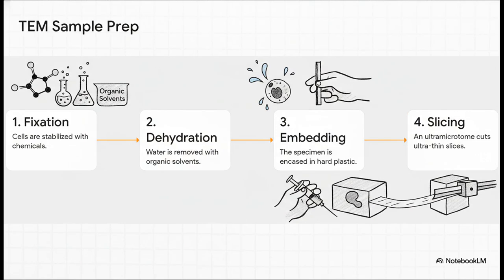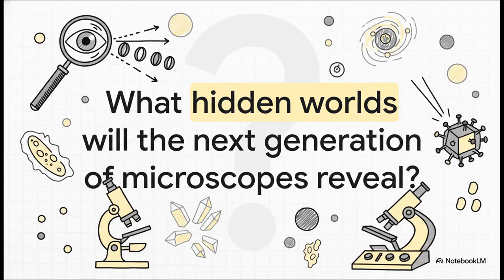But seeing things at this crazy scale requires a really intense preparation process. The sample has to be stabilized with chemicals, completely dried out, embedded in a solid block of plastic, and then sliced with a diamond knife into sections that are 1,000 times thinner than a single human hair. It's incredible.